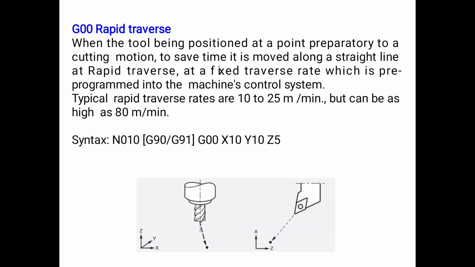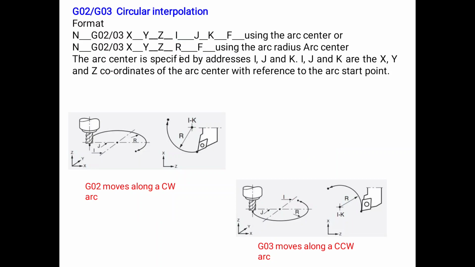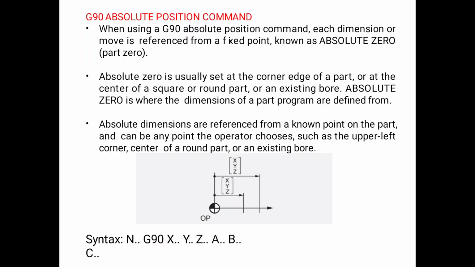In the sample, G00 is rapid travel for point-to-point movement, G01 is linear interpolation, G02 and G03 are circular interpolation, and G90 is the absolute position command.